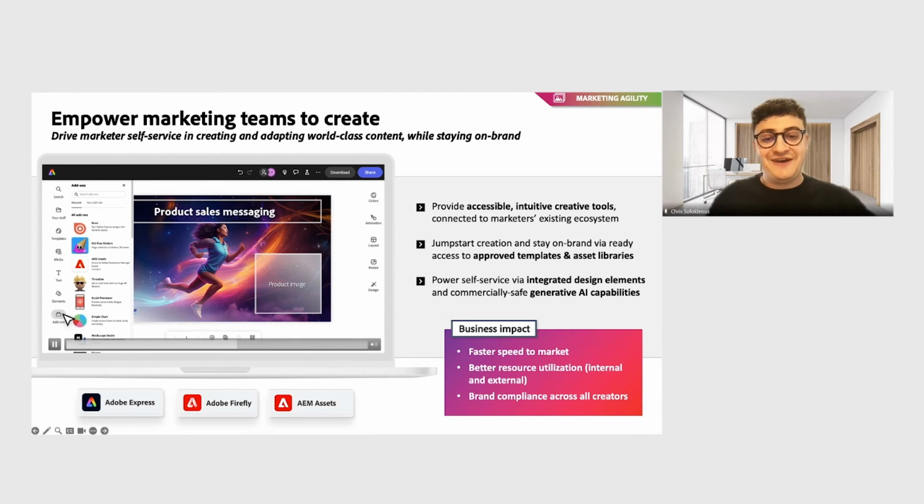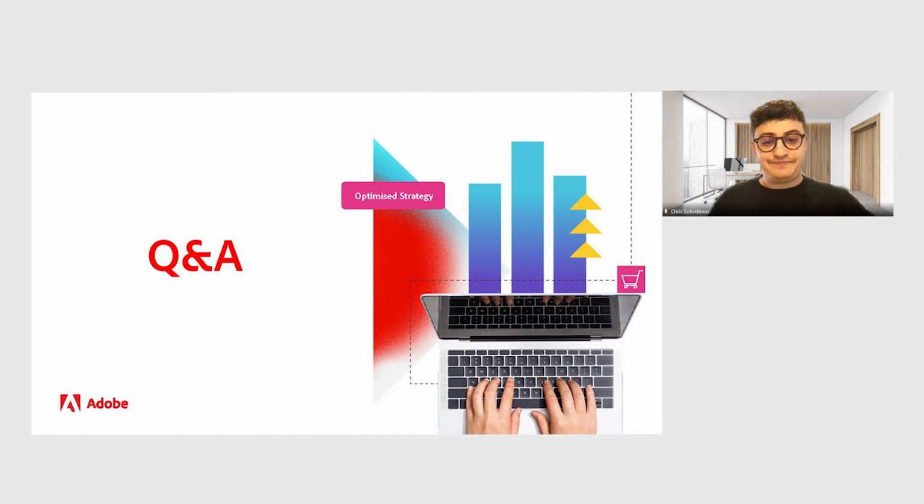So depending on what scale you're looking to operate at, there are options within Express, but also options within the whole ecosystem to really scale to those hundreds or thousands of variations. There we go. So a couple of other questions here.